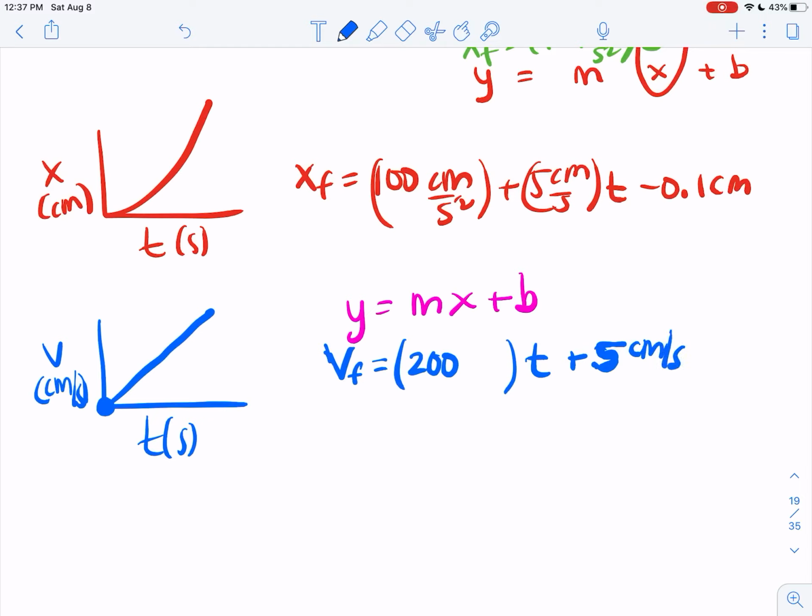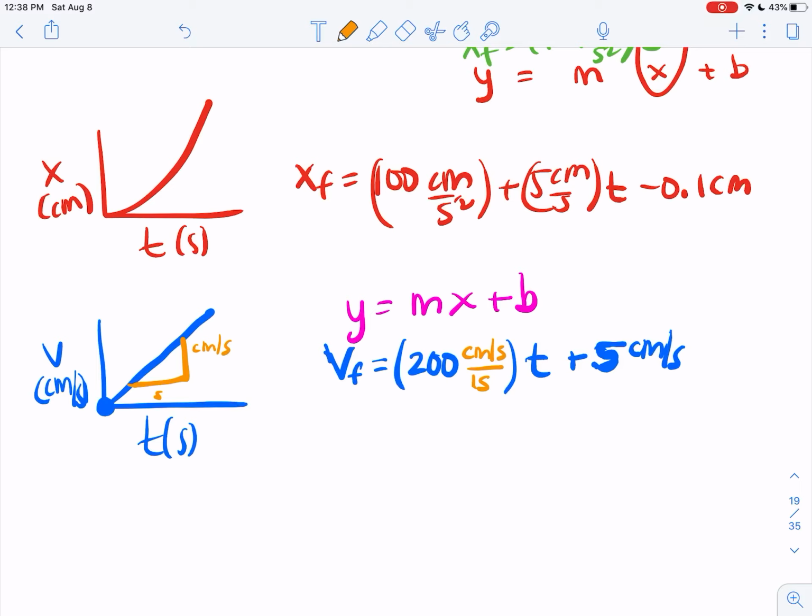Now, when we think about the slope of this graph, my rise over run, my rise is centimeters per second, and my run is seconds. So the units would be like this. You might remember this from freshman physics. This is how we would write it in freshman physics. For every 1 second that passes, the velocity increases by 200 centimeters per second.